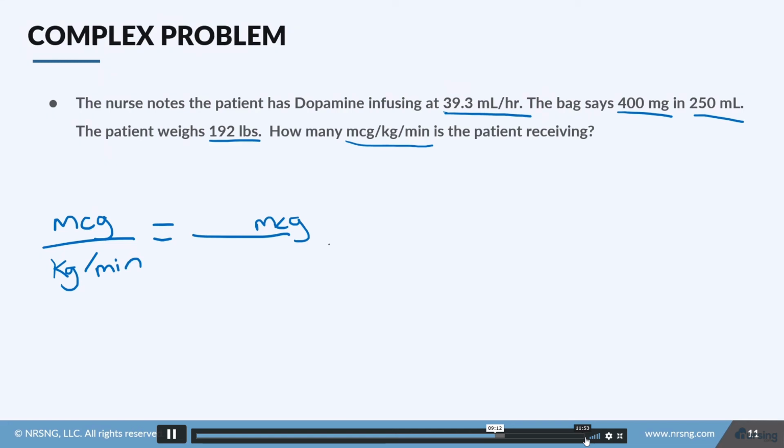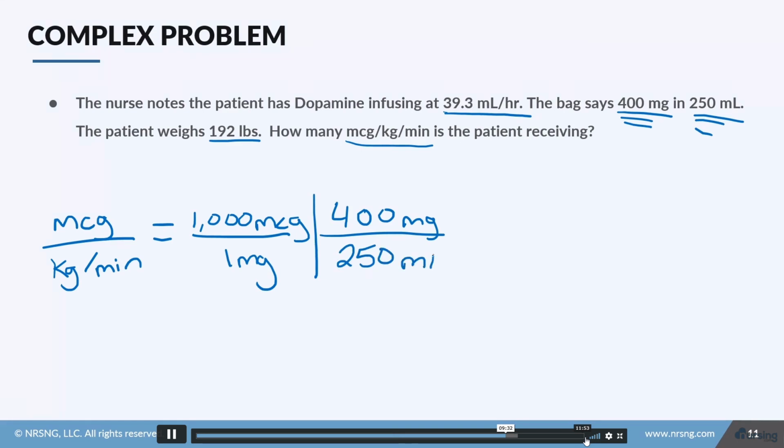Do I know anything about micrograms? Well, actually, nope. I need to convert. So I have milligrams. So I'm going to do a conversion factor. 1,000 micrograms equals 1 milligram. And then I'm going to transfer the units up. Insert what I know. 400 milligrams is in 250 milliliters. All right, cancel milligrams. Transfer units up. What else do I know about milliliters? Well, I know that it's at 39.3 milliliters in 1 hour.